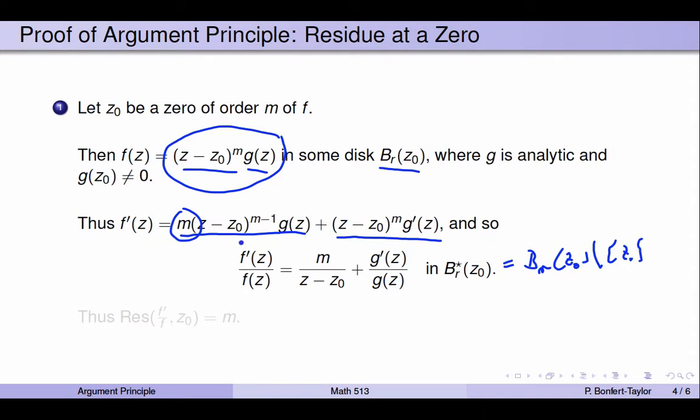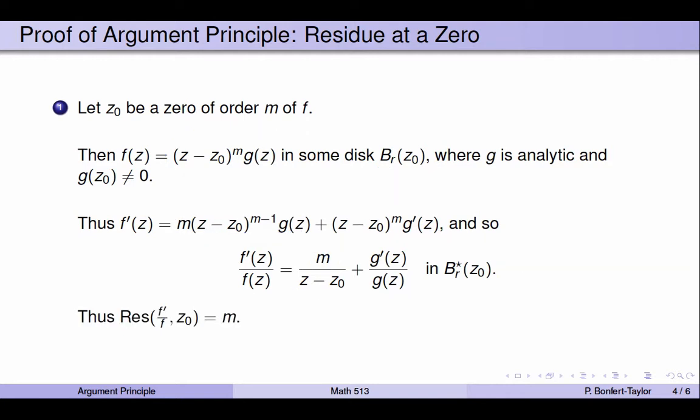So we have found that f prime over f has this form, and g is an analytic function. It's analytic in the neighborhood of z0, so g prime over g is analytic, and g of z0 is non-zero, so this is perfectly analytic in this punctured neighborhood B_r star of z0. And so the only part of the Laurent series expansion that has negative powers is this first part, and we only have one negative term there, and it's exactly m over z minus z0, which gives you that the residue is precisely equal to m.